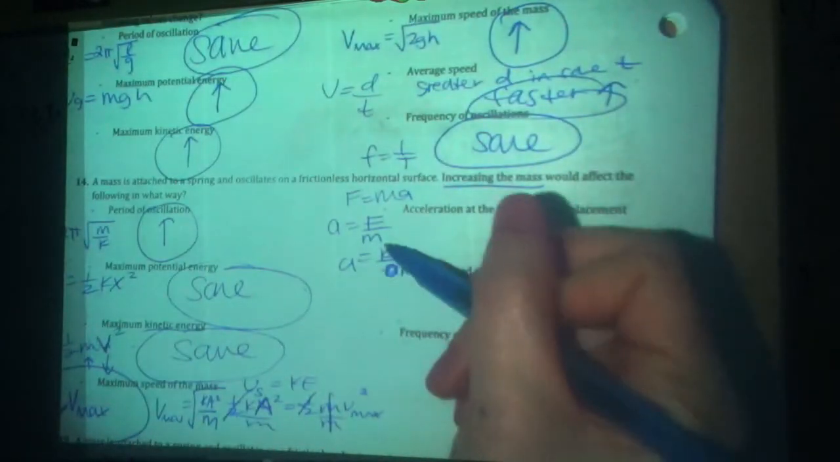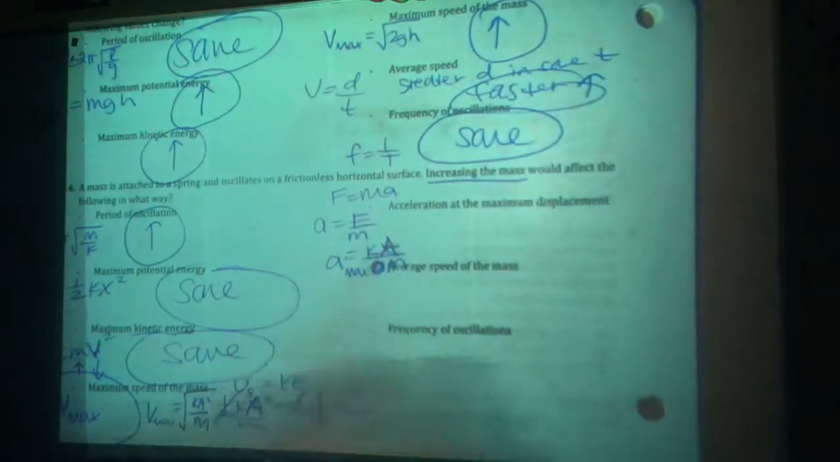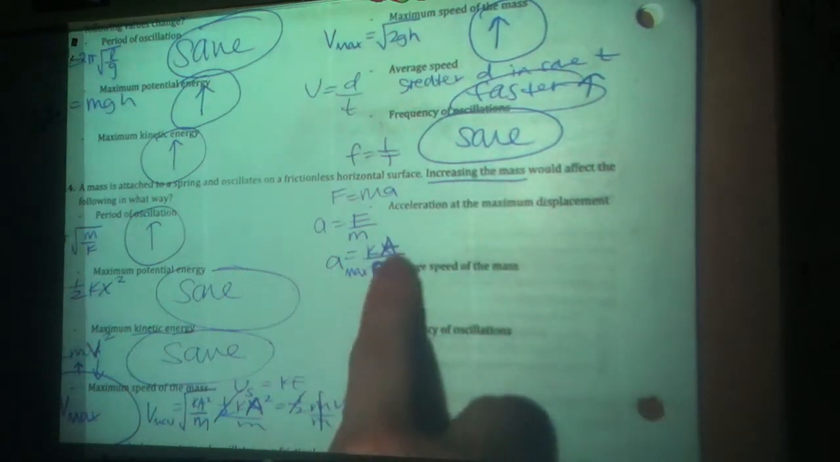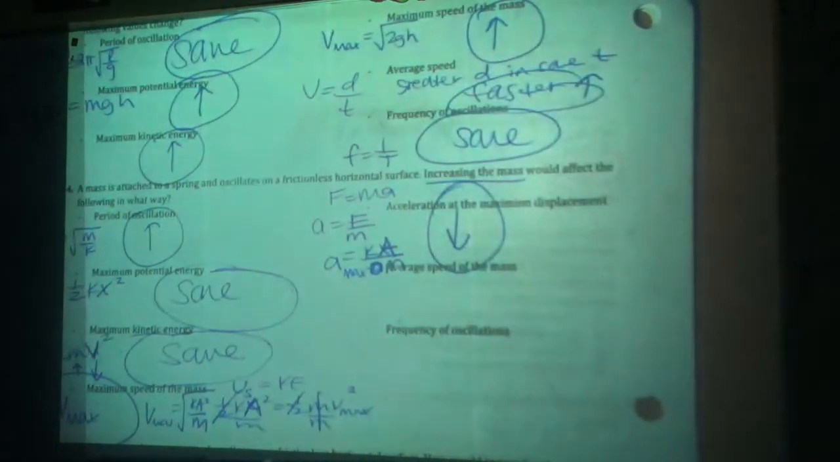The acceleration at the maximum displacement, so it's F equals ma, right? And then we're looking at acceleration, so that's F over m. And my force that I'm looking at is the spring force, kx. Oops, not a, m. So the acceleration at any point is just the spring constant times where I am over m. The acceleration at the maximum displacement is when it's at the amplitude, the biggest x there is. So if I have the same k and a as before, because all I changed is mass, when I divide by this greater number, I'll get a smaller acceleration. So the acceleration at the maximum displacement should be decreasing.